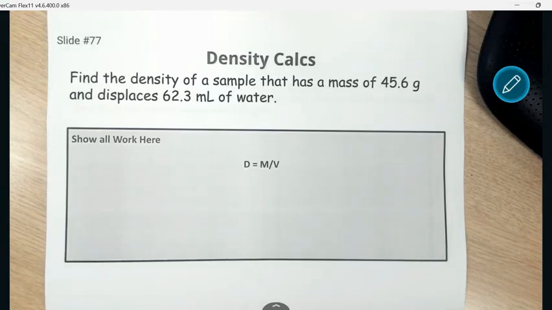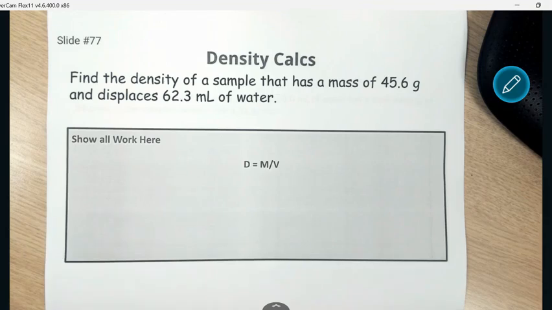All right, ladies and gentlemen, I'm going to go over how to do these density calculations for you. Then you're going to have some practice problems in the back of the room that you can do for these density calculations, which will be on your unit test on Friday. So here we go, ladies and gentlemen.